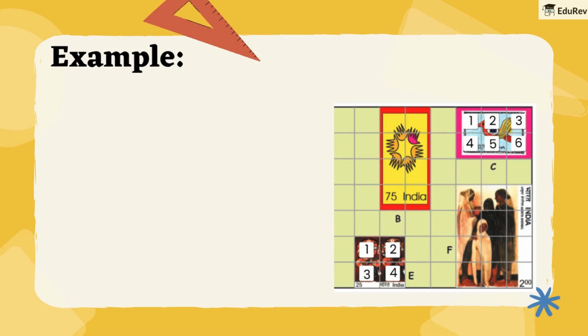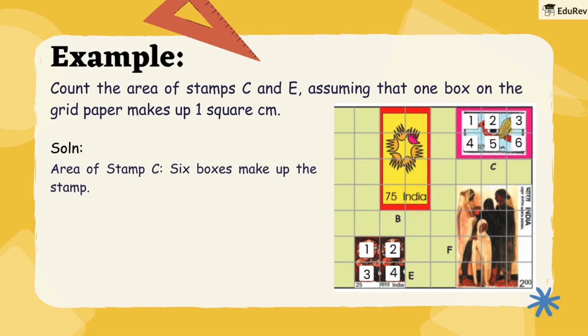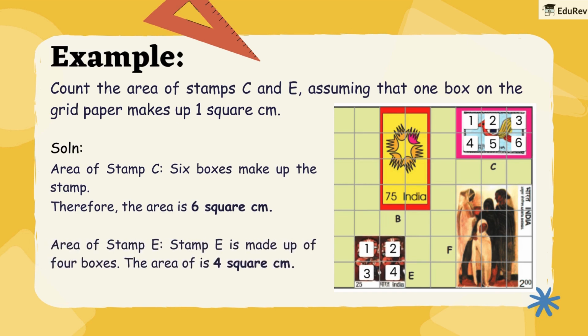Now, let's consider an example with stamps. If we count the area of stamps C and E, assuming that one box on the grid paper makes up 1 square centimeter. For stamp C, 6 boxes make up the stamp. Therefore, the area is 6 square centimeter. For stamp E, it is made up of 4 boxes, so the area is 4 square centimeter.